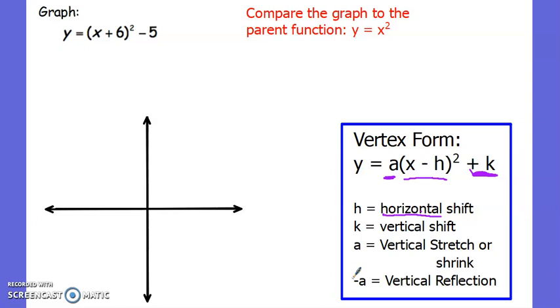This has taken us back to all those transformations we've talked about before. So as we look at our equation here, what's the difference between y equals (x plus 6) quantity squared minus 5 and just regular old x squared?